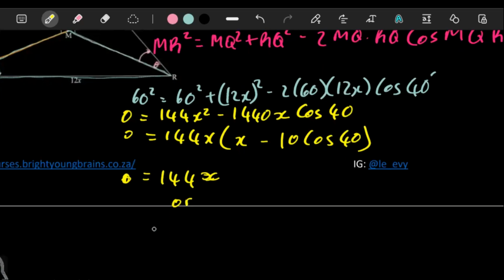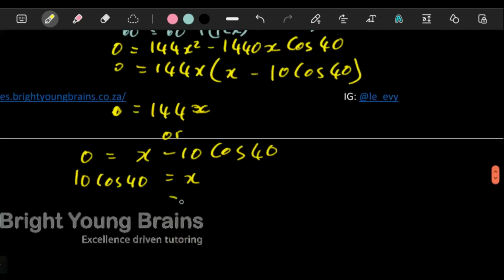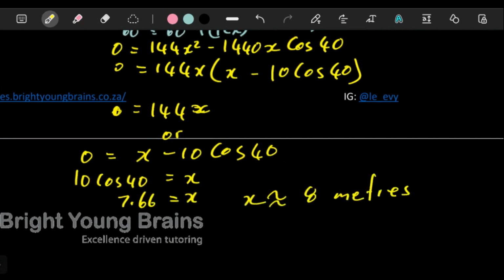So this is going to be 0 is equal to x minus 10 cos 40. So x is equal to 10 cos 40. Let's see what that gives us in the calculator. 10 cos 40. Whew, okay, that's a bit more believable. x is like 7.66, which is approximately equal to 8 meters. That's the way. We like it.